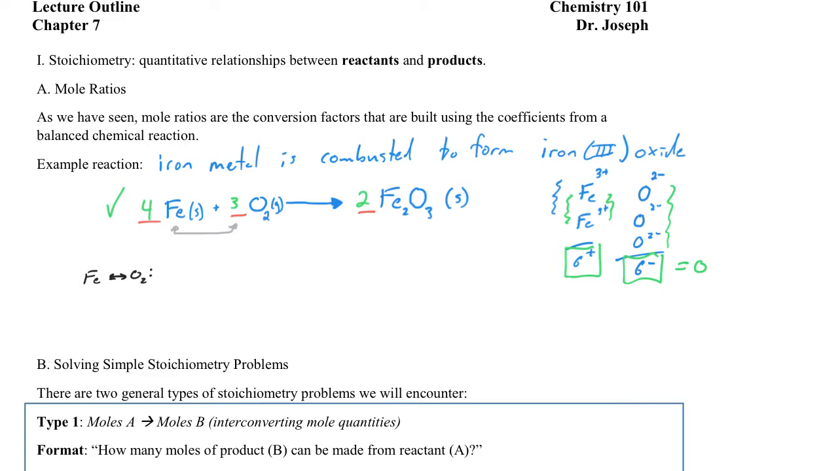And this is actually what stoichiometry is. It's the use of conversion factors based on the balanced chemical reaction and the coefficients that are in that balanced chemical reaction.